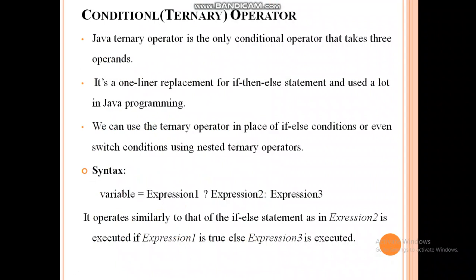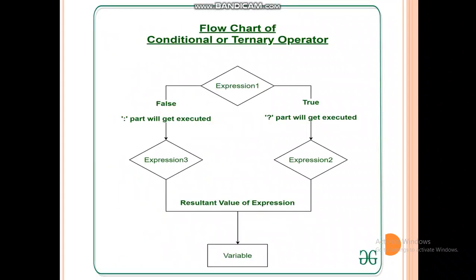Conditional ternary operator. The Java ternary operator is the only conditional operator that takes three operands. It's a one-liner replacement for the if statement and switch case statement. See the syntax: variable equals expression 1, expression 2, expression 3. If expression 1 is true, expression 2 will be executed. Otherwise, expression 3 will be executed. This is the flowchart of the conditional or ternary operator.